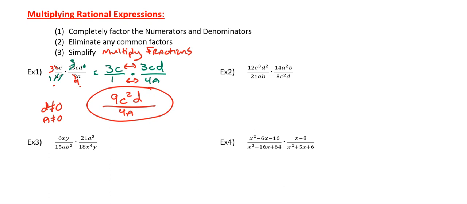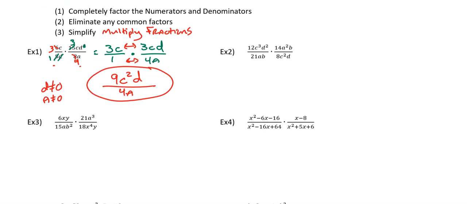For example 2, that one's similar. You guys can try that one on your own. Try numbers 2 and 3 on your own, and then we'll move to 4 together. So pause the video, try 2 and 3, and then we'll do 4. You know what? I'll do 2. Change my mind. I'll do 2 with you guys.